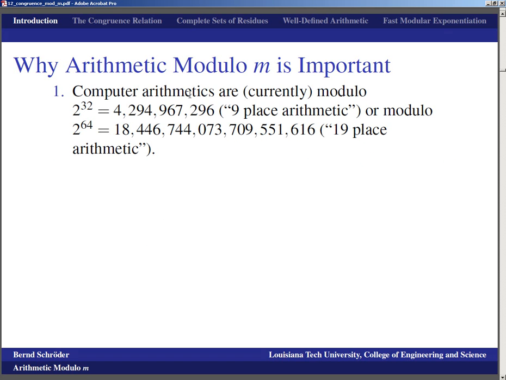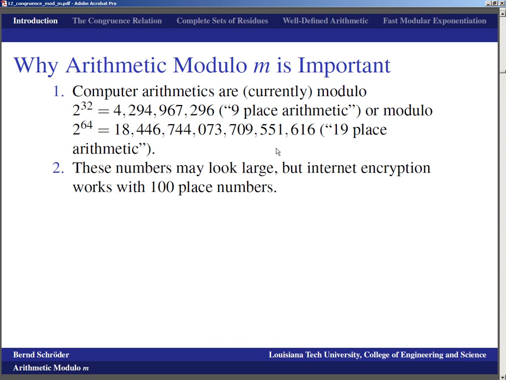Well, so basically, computer arithmetics currently are modulo 2 to the 32, which would be a 9-place arithmetic, and well, yeah, that's what 2 to the 32 is. Or they are modulo 2 to the 64, which is a 19-place arithmetic, as long as you're working with what is called unsigned integers. And all computer arithmetics have the same problem, and that is because they have a limited number of digits, at some point in time, this wrapping around that we have seen on the previous panel, this problem that ultimately a carryover is getting lost, that happens in any of these limited place arithmetics.